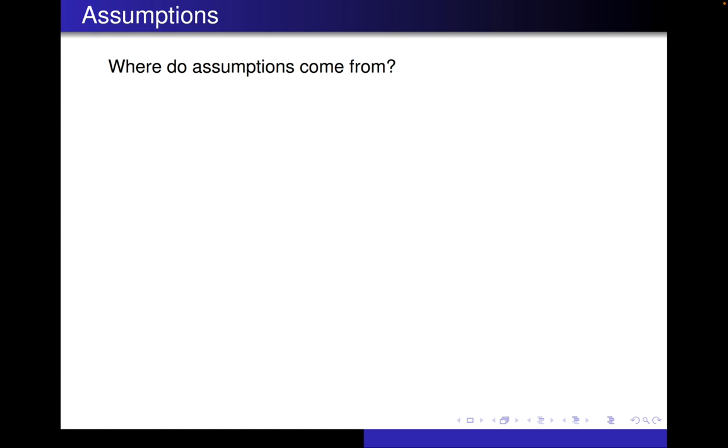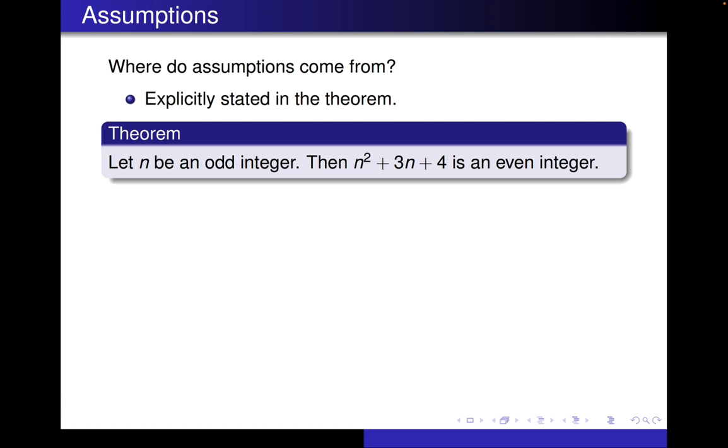All right, so we should talk then about where do these assumptions come from, right? Because if we're going to have these assumptions, we should be very transparent about where they come from, why we assume what we assume. Sometimes these assumptions are explicitly stated in the theorem. They are literally part of the theorem in anything that is either a conditional statement or can be thought of as a conditional statement. So here's a theorem.